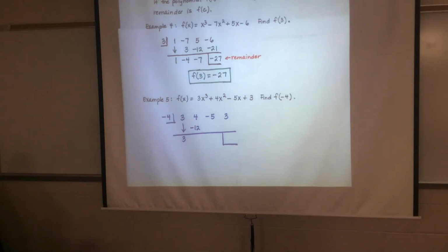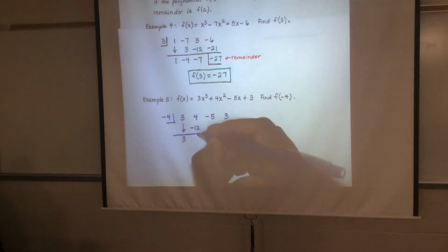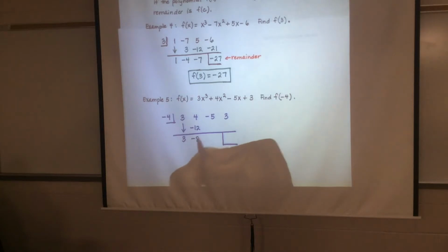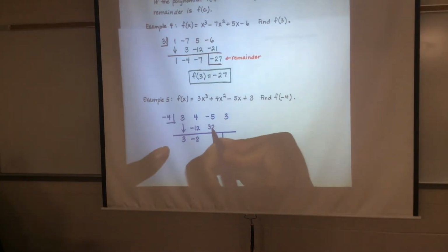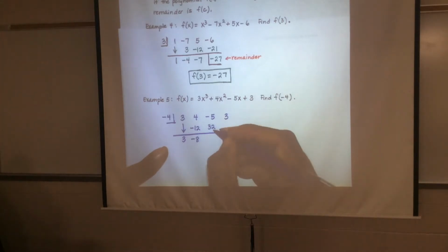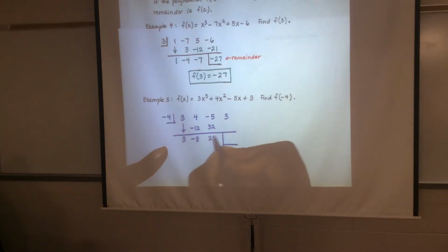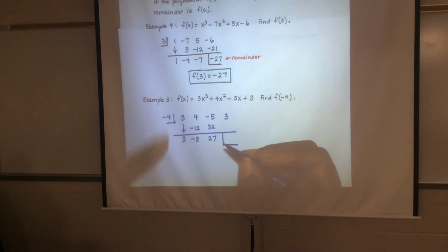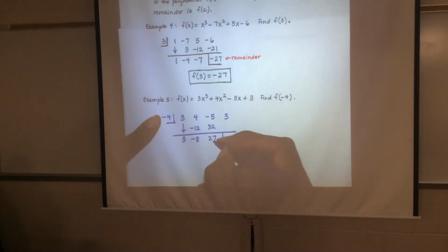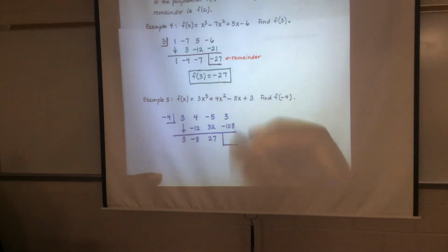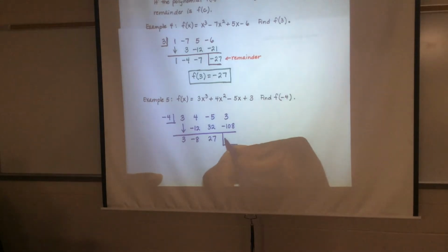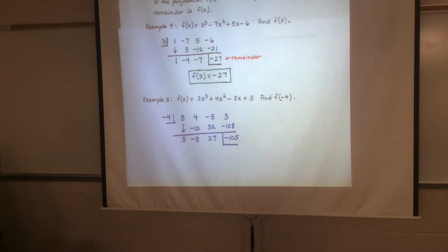So -4 times 3 would be negative 12. Now, if I add 4 and negative 12 together, I'm going to get negative 8. And then negative 4 times negative 8. That's 32. Negative 5 plus 32 would be 27. And then finally, negative 4 times 27. That's negative 108. 3 plus negative 108 would be negative 105. Okay.